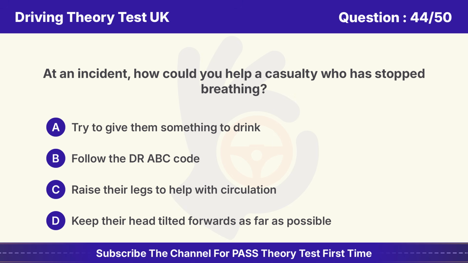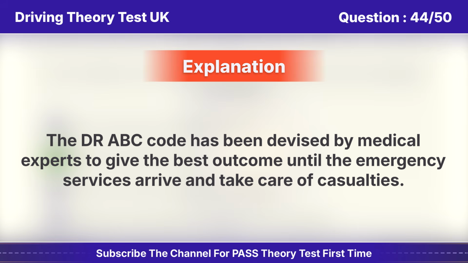Question 44. At an incident, how could you help a casualty who has stopped breathing? Answer is B. Follow the DVSA code. The DVSA code has been devised by medical experts to give the best outcome until the emergency services arrive and take care of casualties.